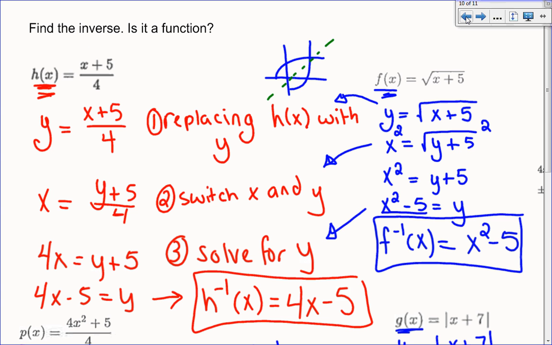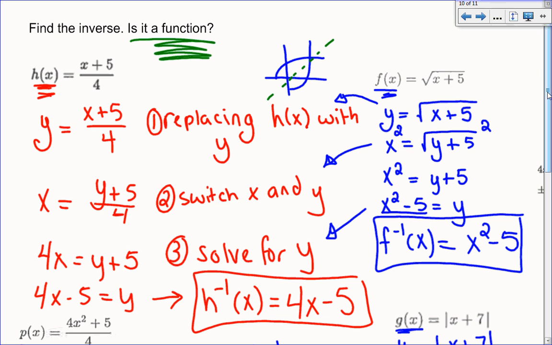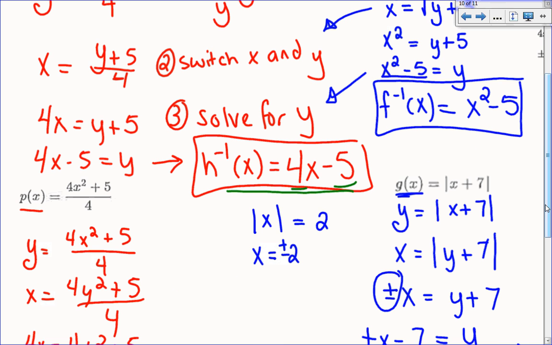I want to also talk about the answer to this question: is it a function? Looking at this first one, is the inverse we get a function? Is 4x minus 5 a function? Well, absolutely. No matter what we put in for x, we're only going to get one value for y. We can also see that it's linear. It's a line. If we graph it, we've got a y-intercept of negative 5 and a slope of 4. It is definitely a function. It will pass the vertical line test.